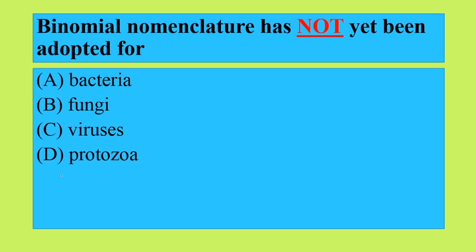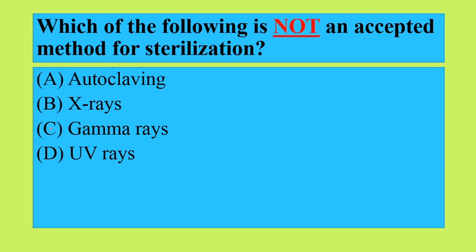Binomial nomenclature has not yet been adopted for which of the following? Binomial nomenclature has been adopted for bacteria, fungi, and also for protozoa, but not for viruses. So option C is the correct answer: binomial nomenclature has not yet been adopted for viruses. Which of the following is not an accepted method for sterilization? You have autoclaving, which you know very well; it is a well-known method for sterilization. X-rays are also involved, gamma rays are also involved, but UV rays are not used in the methods of sterilization because they are of a very damaging nature.